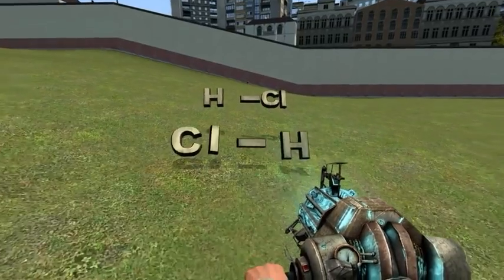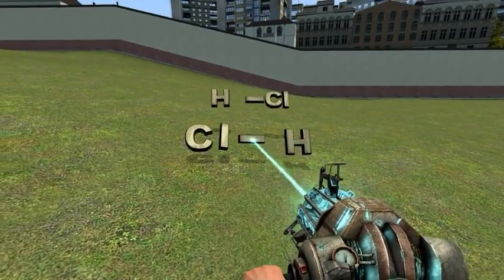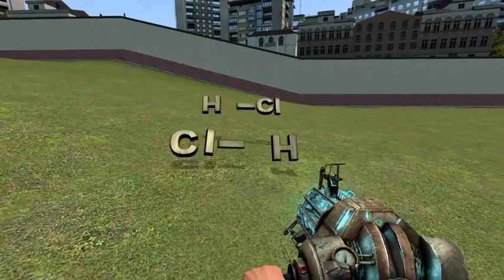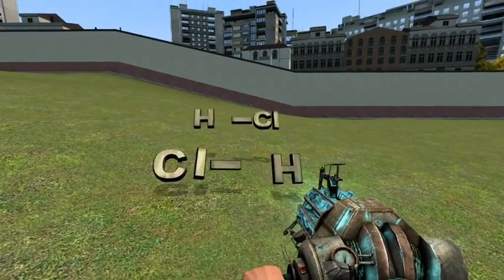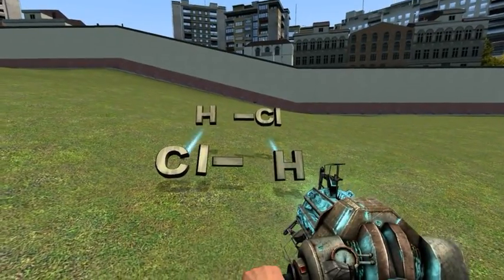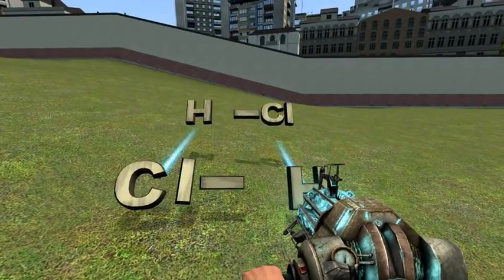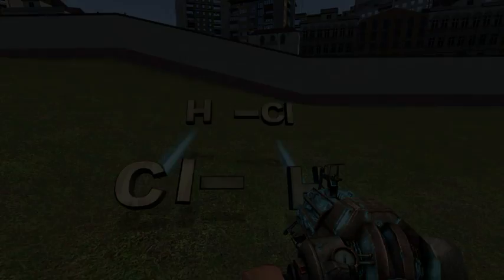Chlorine's going to pull the electrons in the bond over because it has a higher electronegativity than hydrogen. And this is pretty much the same, except this is called a dipole-dipole attraction. It's only a hydrogen bond attraction if it's with fluorine, oxygen, and nitrogen.